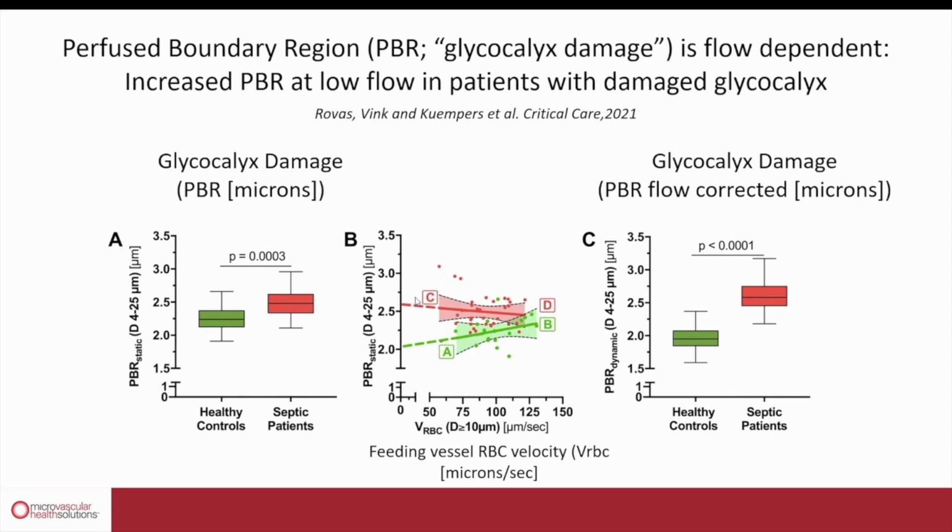While in contrast, in patients with a compromised level of flow control, if you look at sites of low blood flow, those sites generally have a high metabolic demand and stress on the glycocalyx. So we find more glycocalyx damage at low flow sites in patients.